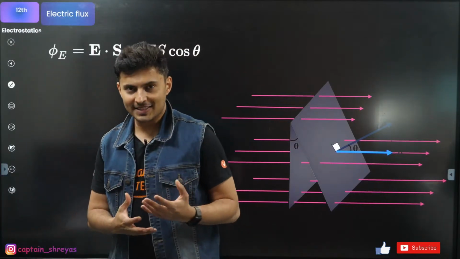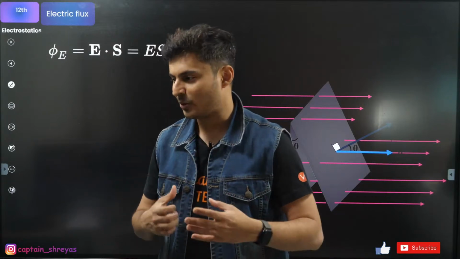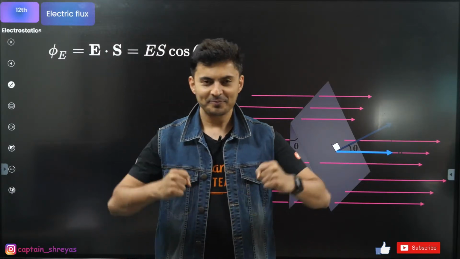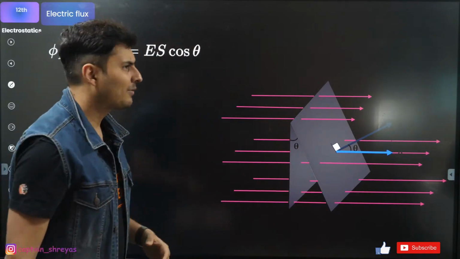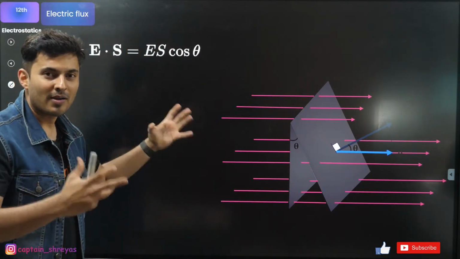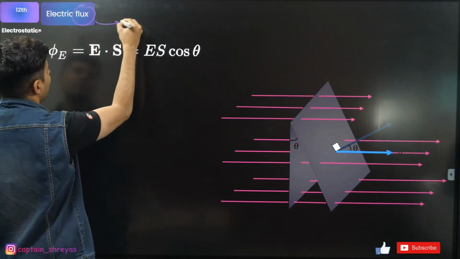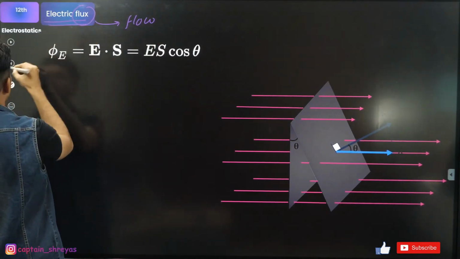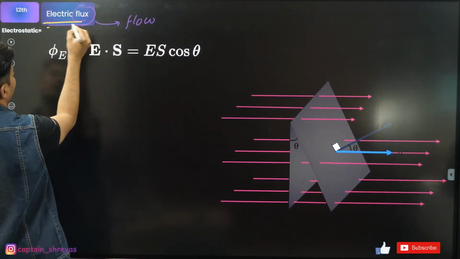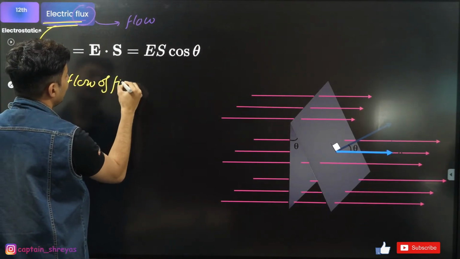Now let's go to flux and Gauss law. We'll see geometries. We'll come to potential energy as well. I hope you guys are all excited about this. Okay, so what's flux? Flux means flow. Electric flux means flow of field lines. So flux in general means flow. So electric flux in general means flow of field.